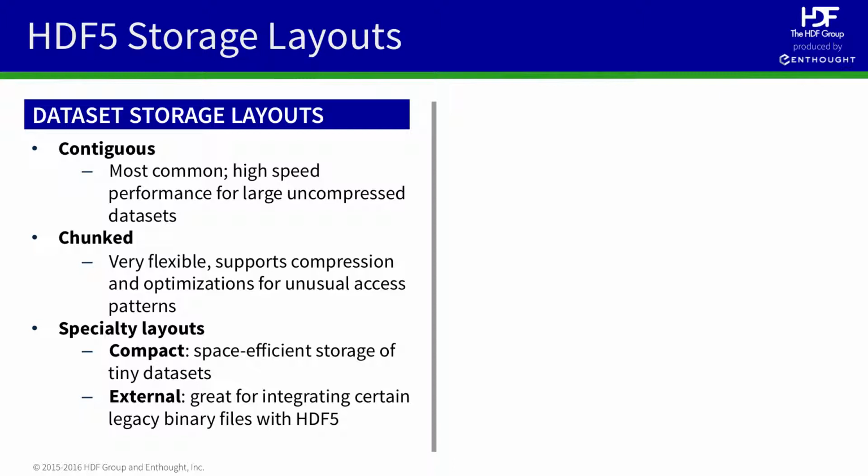HDF5 provides a number of storage layouts. By far, the most used are contiguous and chunked. Contiguous storage is the most common and the default you get for most datasets. It provides the highest possible speed performance for most access patterns, but does not support advanced features like compression. Chunk storage provides more flexible access and also supports compression and optimizations for unusual access patterns, and the ability to change the size of a dataset after it's created. HDF5 also includes more advanced layouts, including compact and external, which are good for particular situations.